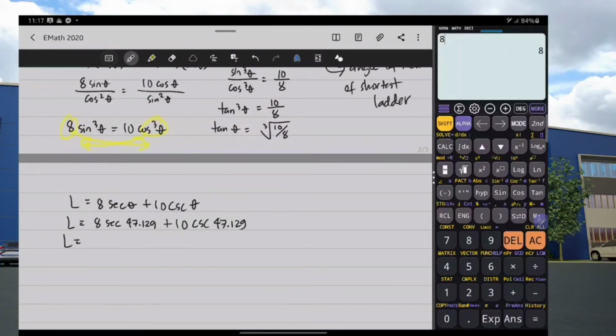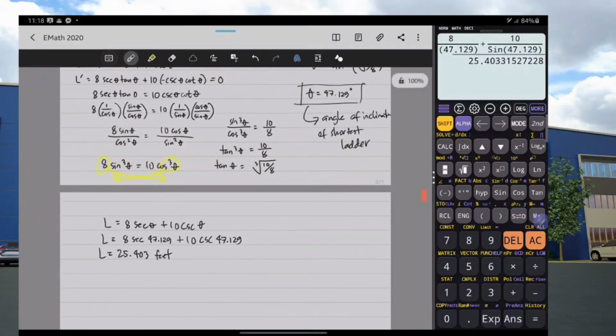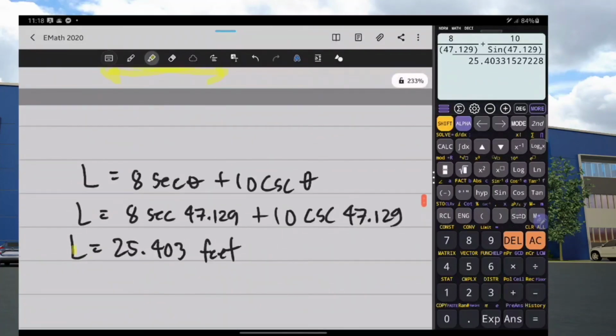We'll have 8 times, secant is the reciprocal of cosine, so that's 1 over cosine 47.129. Then add 10 times, the reciprocal of cosecant is sine, so we'll have 1 over sine 47.129. And our answer is 25.403 feet. Okay. So this is the length of the shortest ladder. This is our answer. Walang challenge.